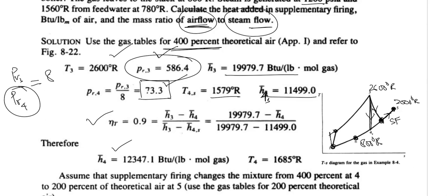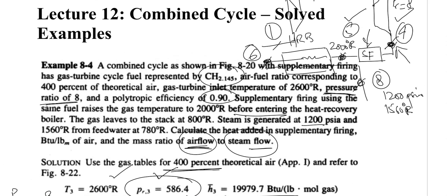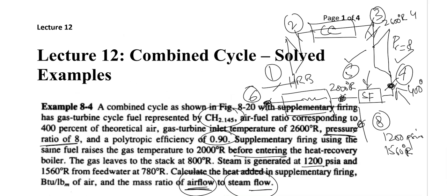Now going further to the next bit, after 4 we have a supplementary firing which raises the temperature of the gas from this temperature to 2000 degrees Rankine. So to go to 2000 degrees Rankine, we have to add some fuel and do some combustion. Say we have 400% theoretical air over here.